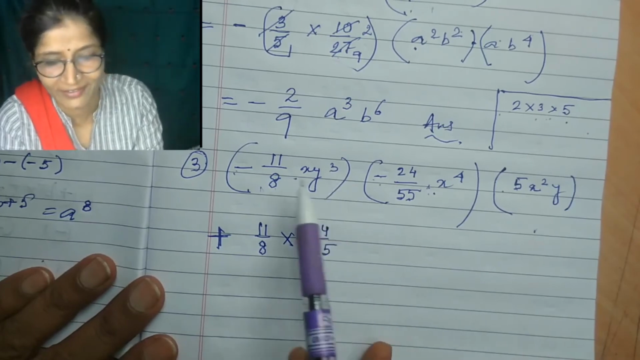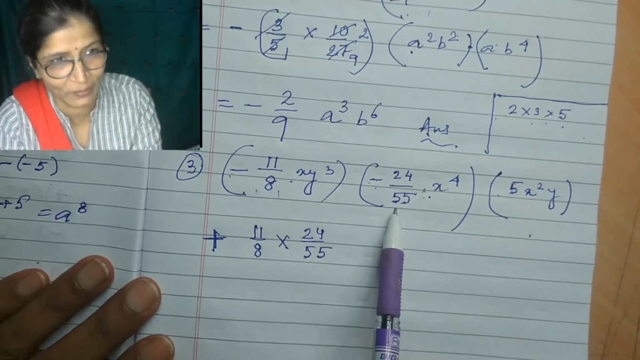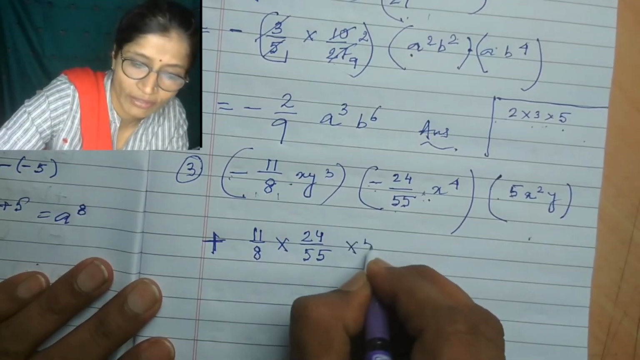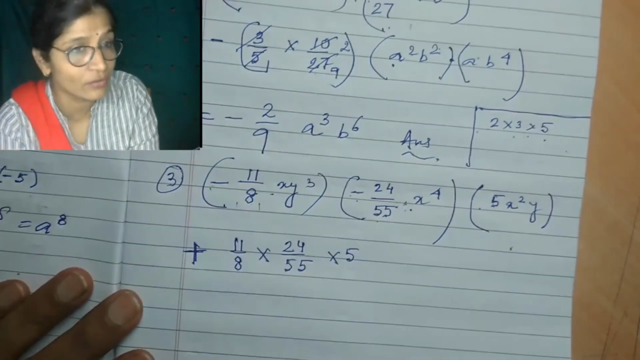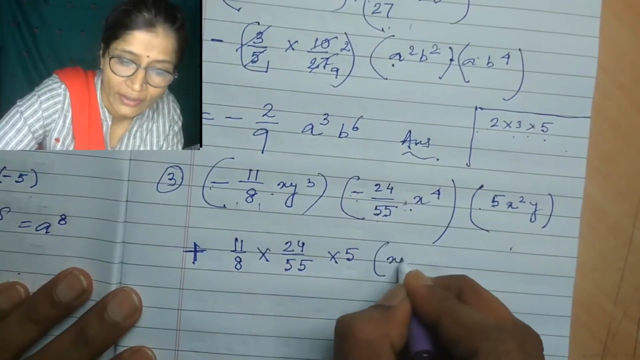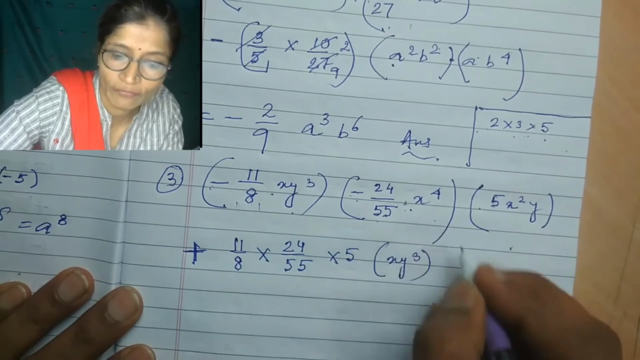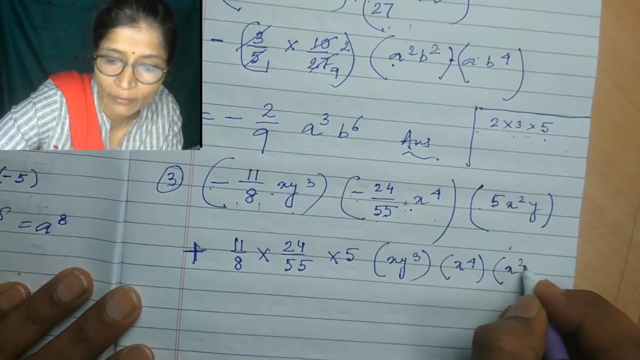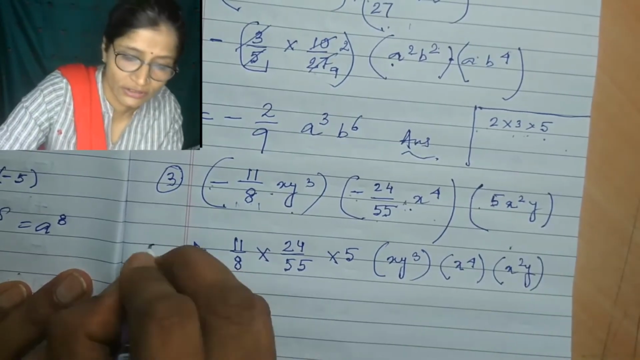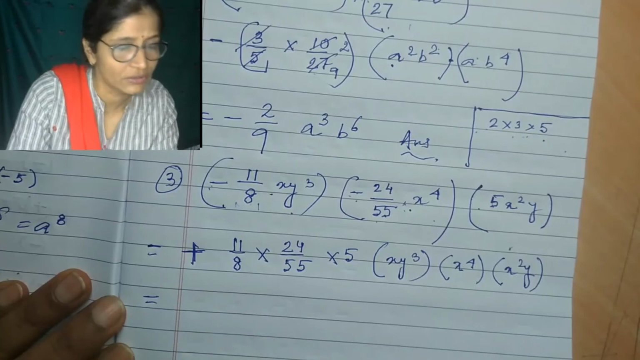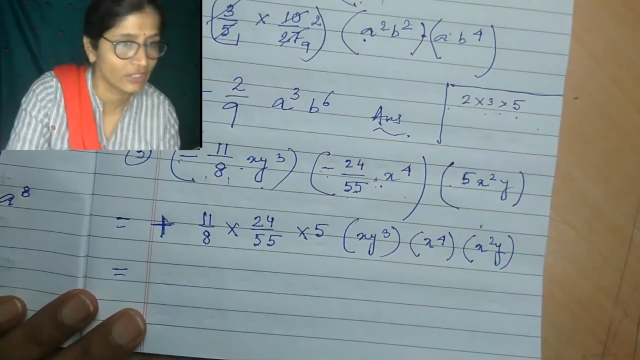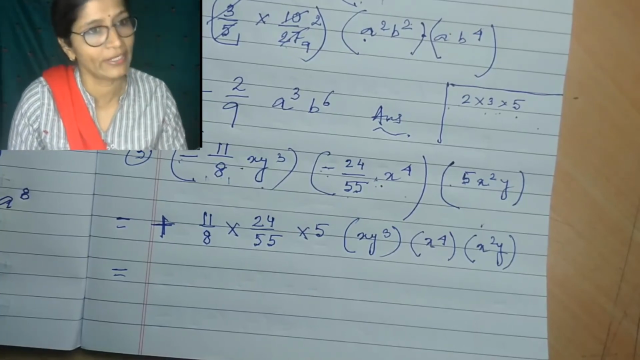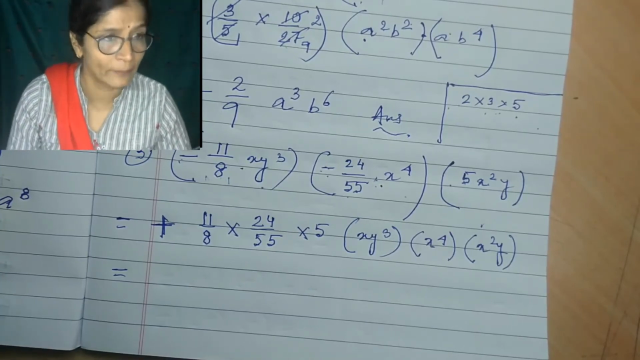Now think about only the numerical coefficients. The numerical coefficients here are 11 by 8, and here 24 by 55, and here 5. So you multiply this one. Then you multiply the literal coefficients. So write down the literal coefficient x y cube for this one, x to the power 4 for this one, and x square y for this part. Okay, so this is done. Then the sign is plus. I will not write it because it is not necessary to write the plus sign. Suppose plus 5, you write 5 in the copy, indicating that it is plus.